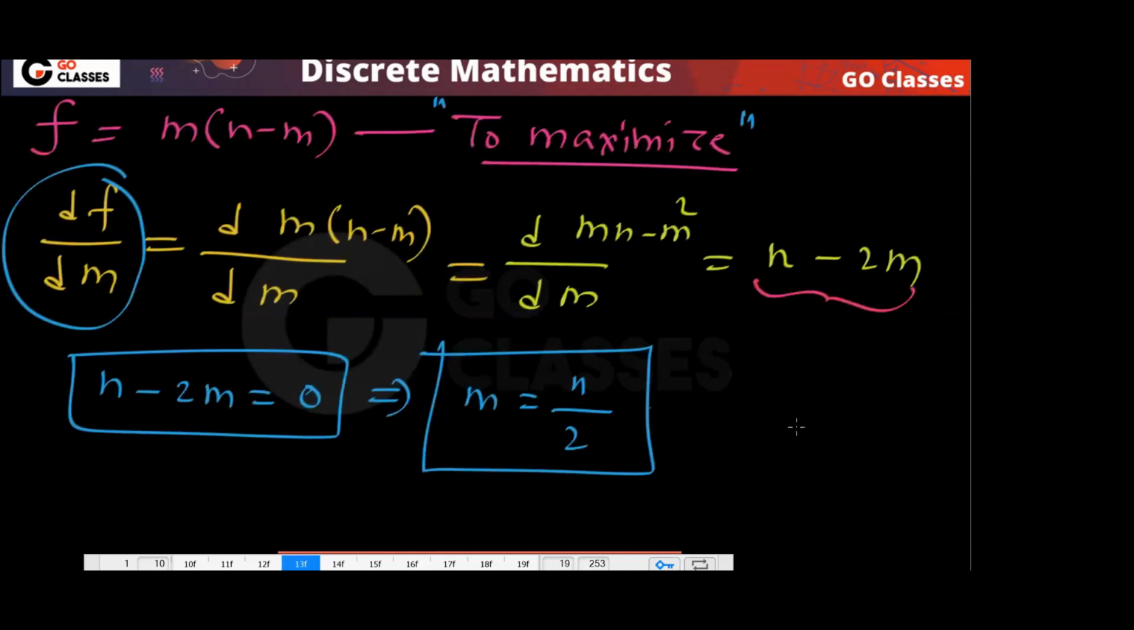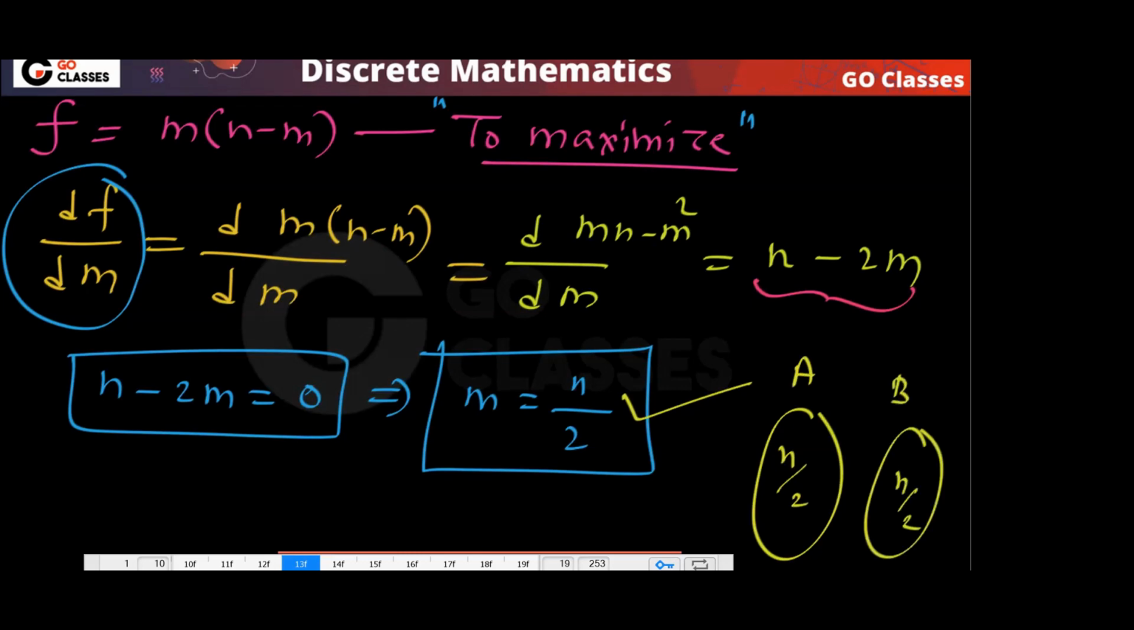Remember, finally, this is the point: if you want the maximum number of edges, m should be equal to n by 2. What it means is that here you should have n by 2 elements, and here also n by 2 elements. Both sides must have n by 2 elements, meaning their cardinality must be the same if you want to maximize. So this is the final conclusion for a bipartite graph.